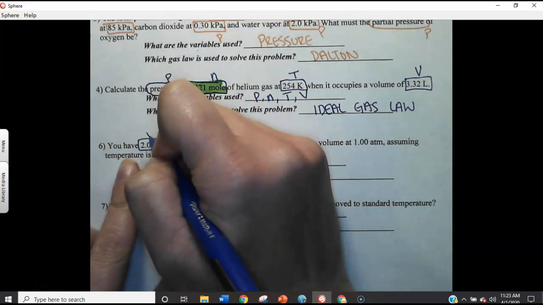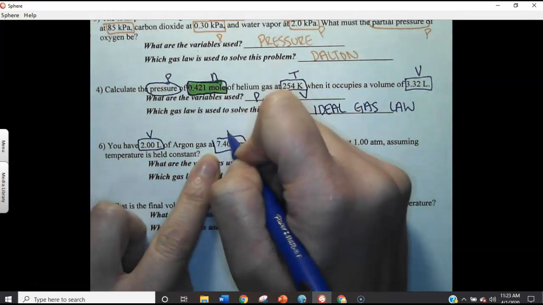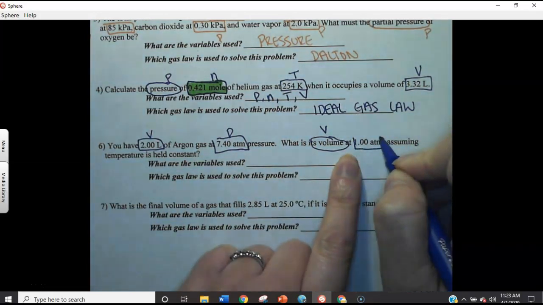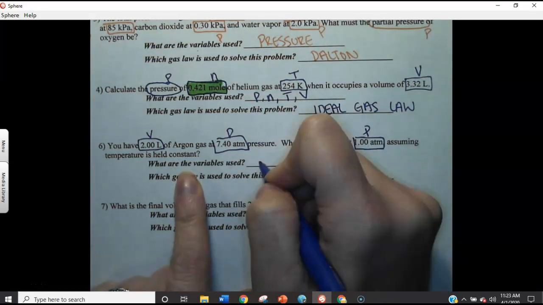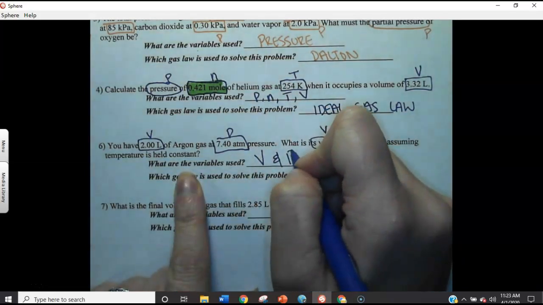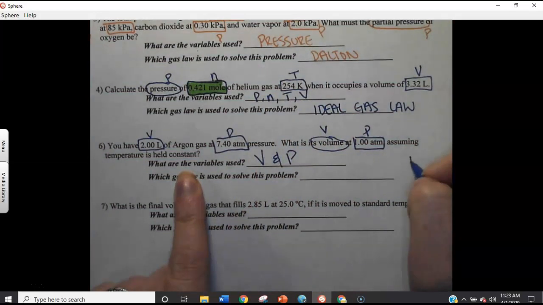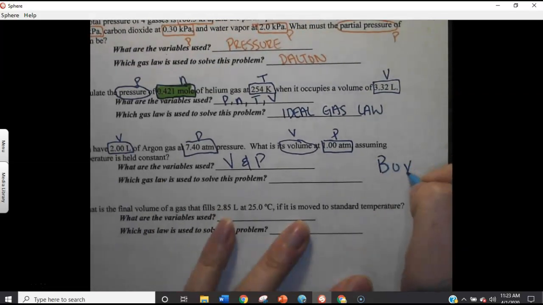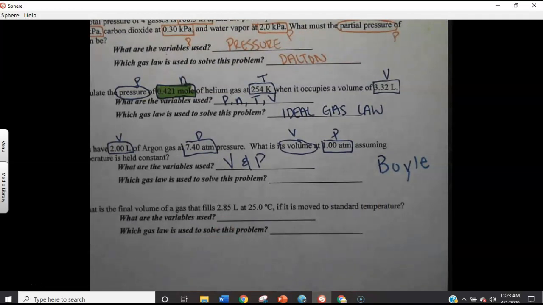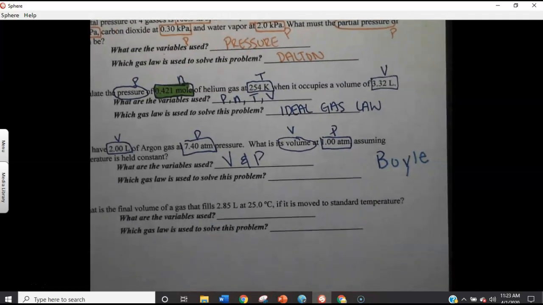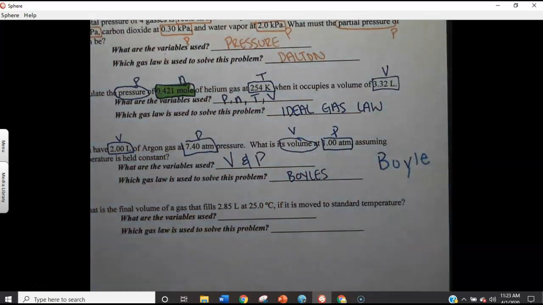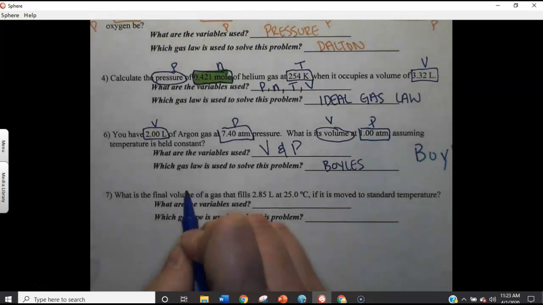Liters is a volume. ATM is a pressure. What volume, they're asking me, at this pressure. So the variables here, I have 2 volumes and 2 pressures. And PV, let's see if I can make this work. I don't know if that's really going to work. We'll see. Boyle, kind of. Yeah, that worked. So this is a Boyle's law problem. You don't have to calculate it. You're welcome.